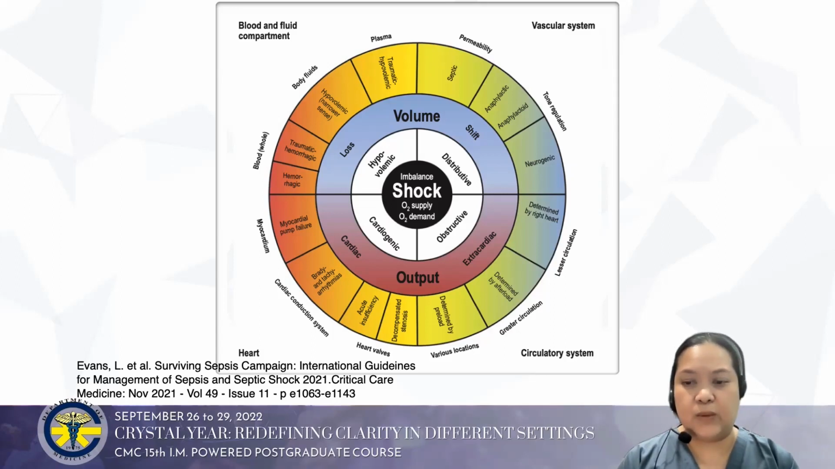And so, I hope that this lecture has aided you in knowing more about shock, how to recognize it, how to determine what type of shock you're dealing with, and eventually how to start to manage it.